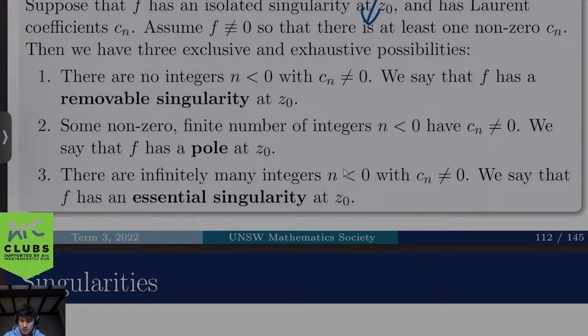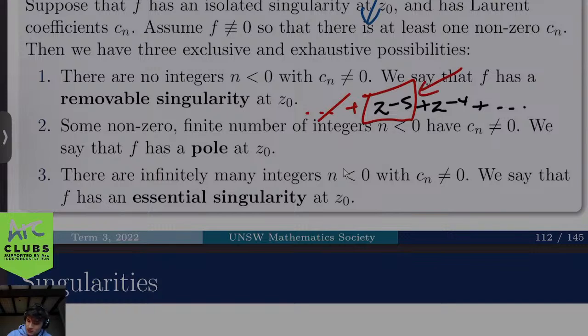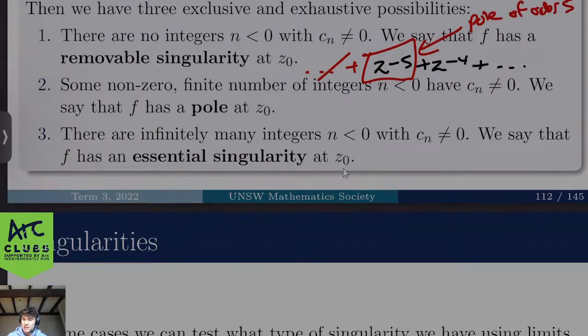So some non-zero finite number of integers have Cn non-zero. What that essentially means is, let's look at a Laurent series like this, okay? And there's nothing to the left of -5. What that means is -5 is the most negative power for this Laurent series, and so we can say that this is a pole of order 5. Okay? So that's to say the largest negative power corresponds to the order of our pole.